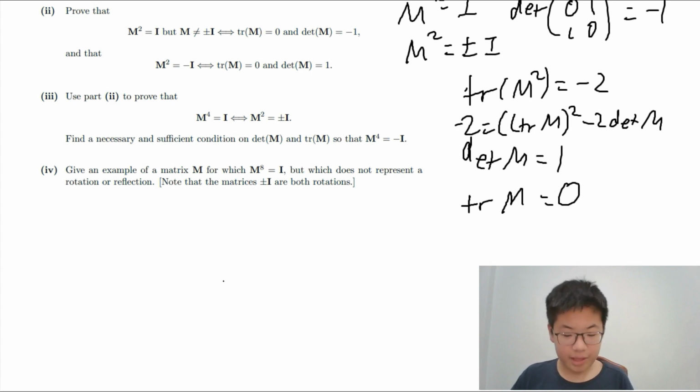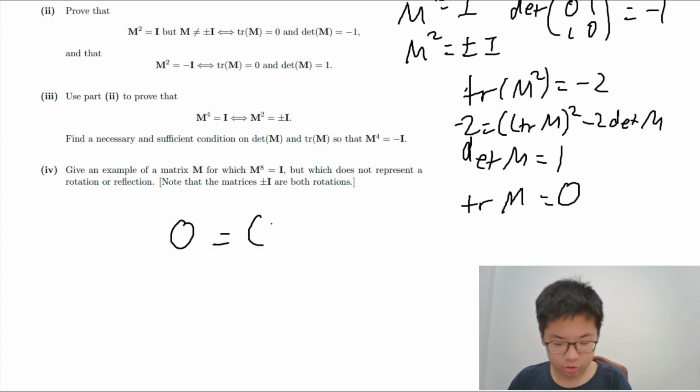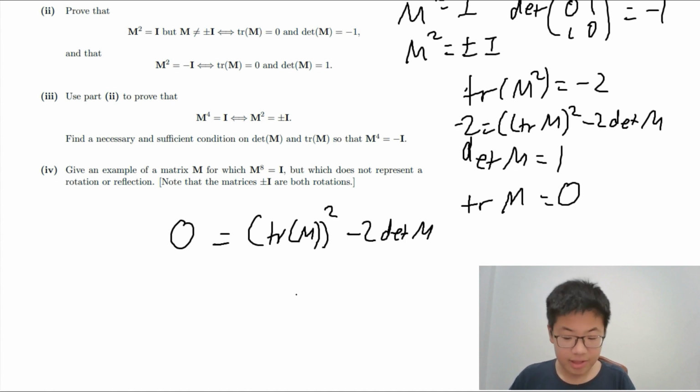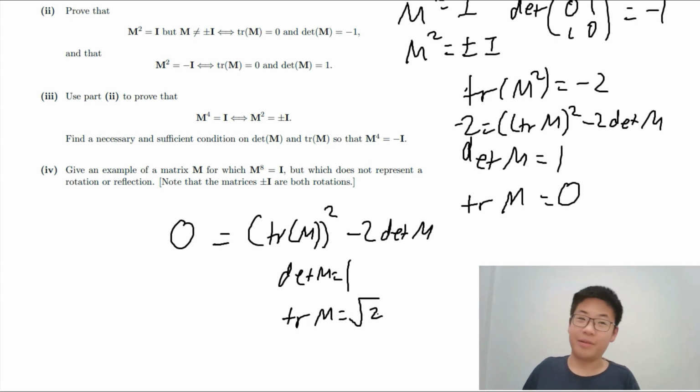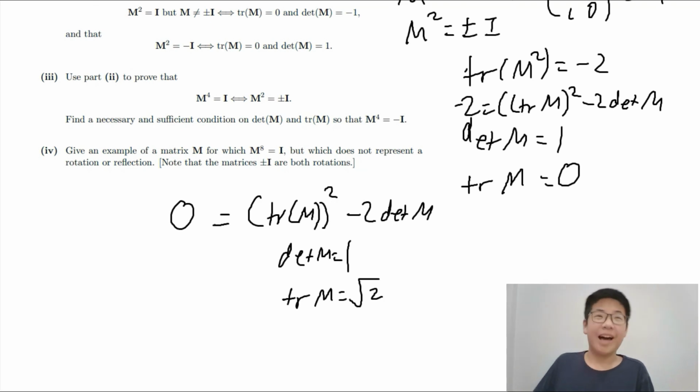However, if we can prove that trace of M squared is 0, and then the trace of M squared minus 2 determinant M. So if determinant M equals 1, trace of M equals the square root of 2. But if determinant M is -1, then you can't find trace of M. So trace of M is square root of 2 and determinant M is 1. So now for the last part.